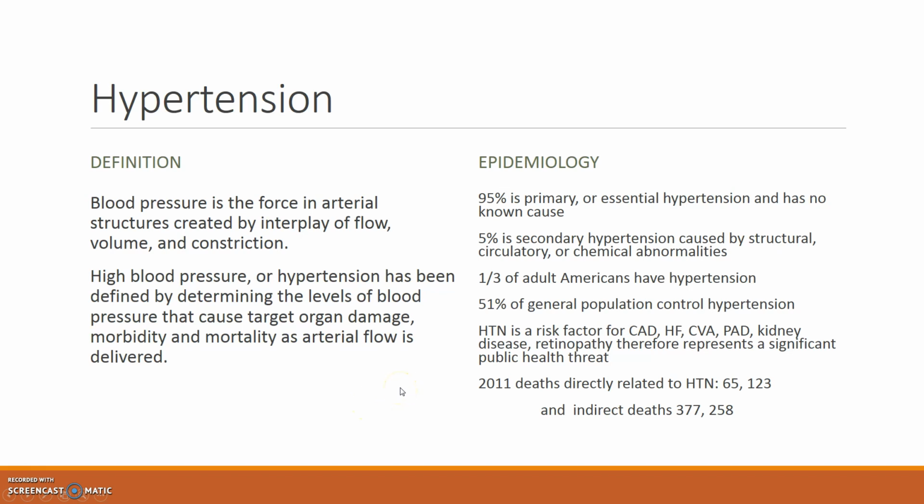And this is a review that it is the force in arterial structures created by an interplay of flow, volume, and constriction. So high blood pressure or hypertension has been defined by determining the levels of blood pressure that cause target organ damage, morbidity, and mortality as arterial flow is delivered.